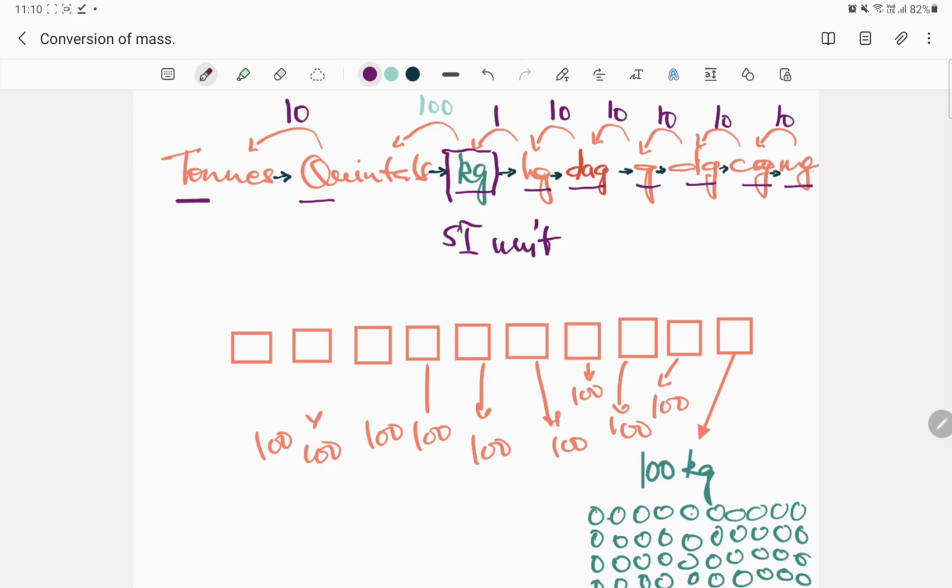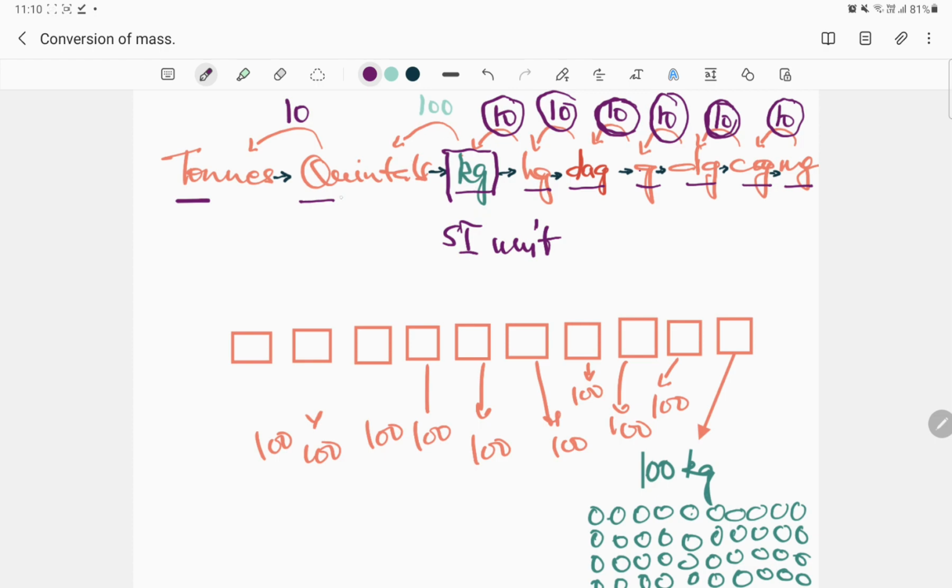Now, what is the basic conversion? So 10 milligrams will make up a centigram, 10 centigrams will make up a decigram. My apologies, I said it wrongly earlier. 10 decigrams will make up a gram, 10 grams will make up a decagram, 10 decagrams will make up a hectagram, and then we require 10 hectagrams to make up a kilogram, or 1 kilogram.